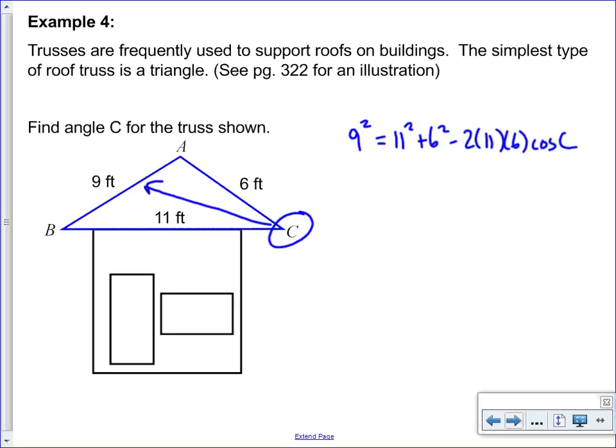These are simple numbers. 81 is equal to 11 squared plus 6 squared, which is 157, minus 2 times 11 times 6, which is 132 cosine C. Now what? Subtract what?